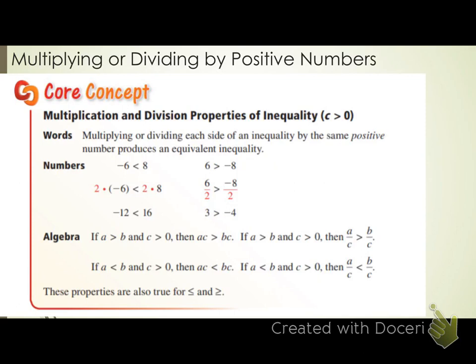So that's all. Well, actually, that's not what this is saying. This is saying what our addition and subtraction rule said yesterday. If I multiply both sides of an inequality by a positive, it produces an equivalent inequality. So that's all this slide is saying. Anytime I multiply or divide by a positive, I get an equivalent inequality.